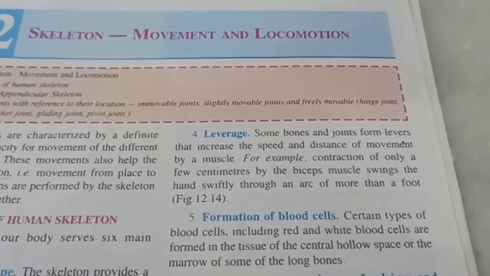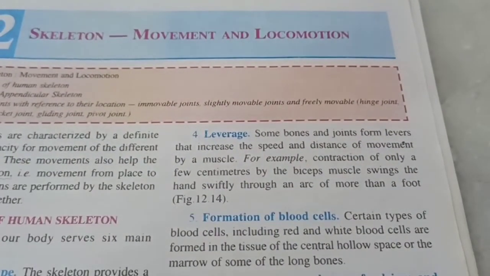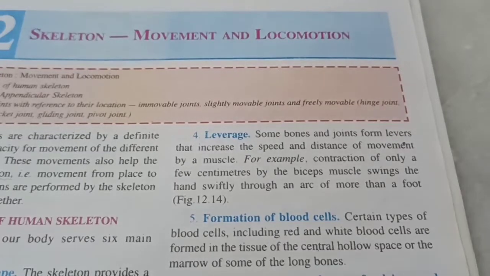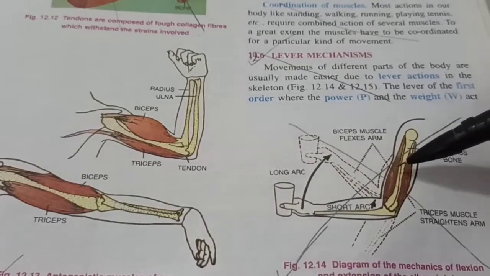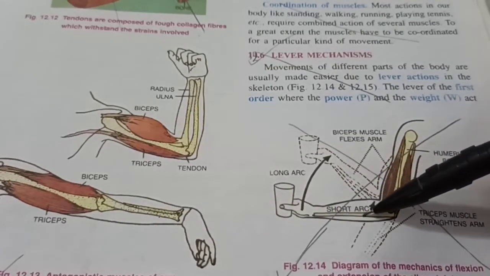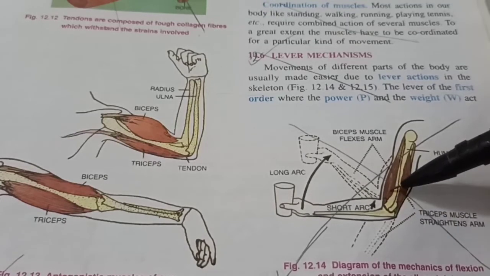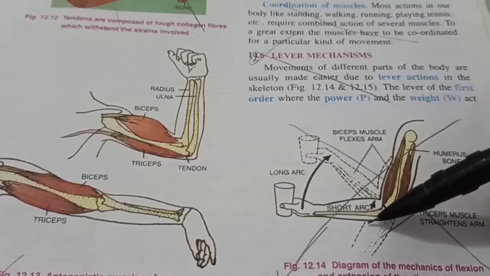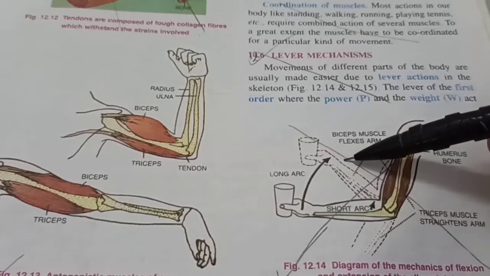Fourth, leverage. Some bones and joints form levers of class 1, class 2 or class 3. They are simple machines which help us to lift heavy loads at a good speed. For example, the contraction of only a few centimeters of the biceps can swing the hand swiftly. You see, the biceps is attached to this bone in your forearm. So when the biceps contract, this entire arm is pulled up.